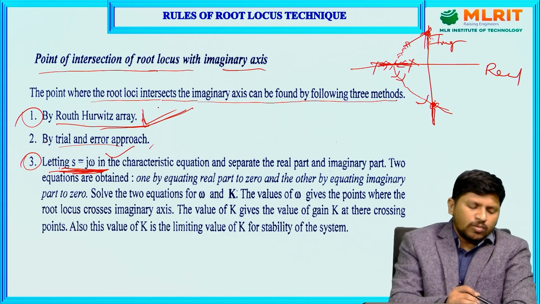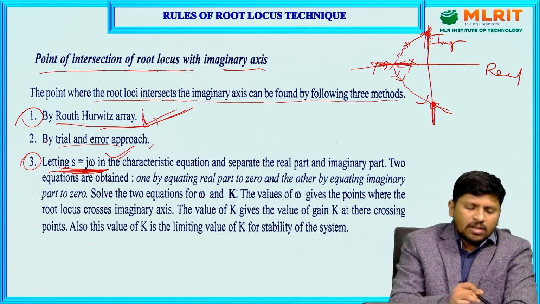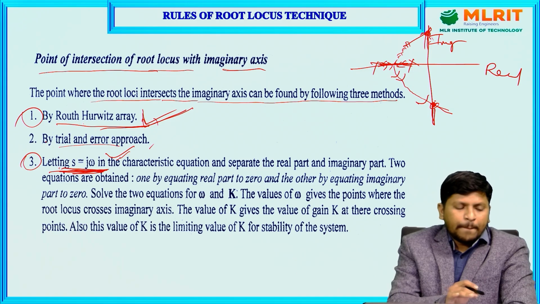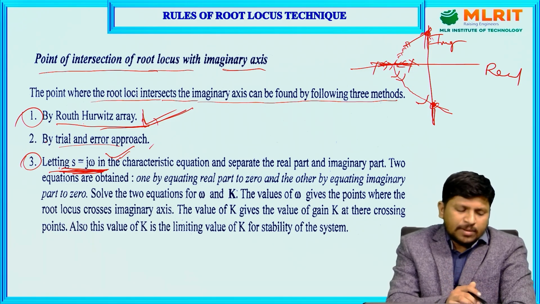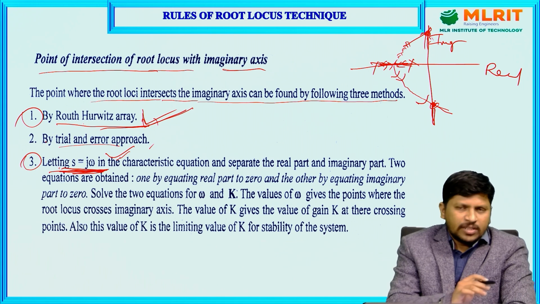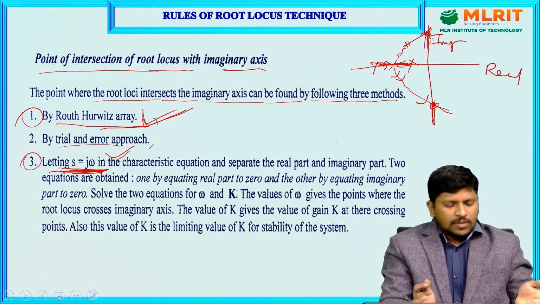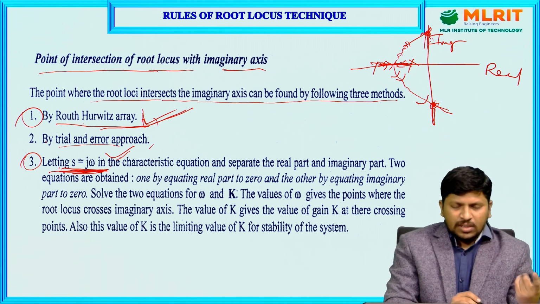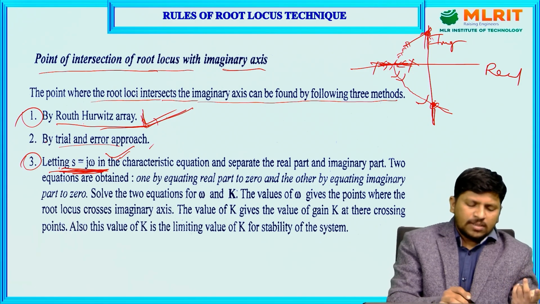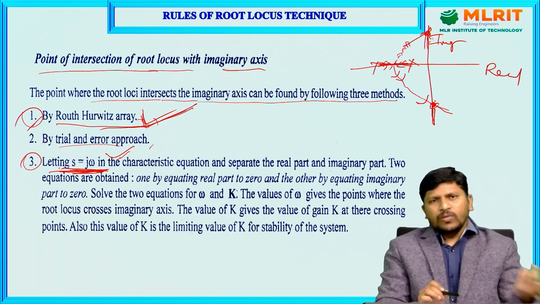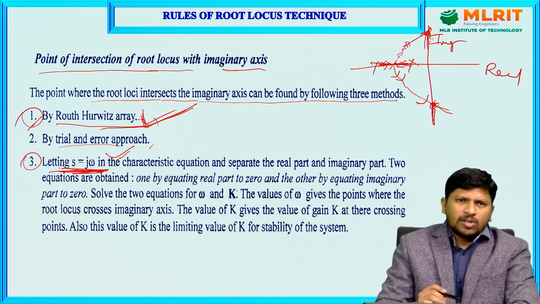So you can use these two methods to find the intersection point on the imaginary axis. The easy method is the RH criterion, or Routh-Hurwitz array matrix. Substituting S equals j omega in the characteristic equation will take more time. So you should use the Routh-Hurwitz method, and you will get the answer in a short time.